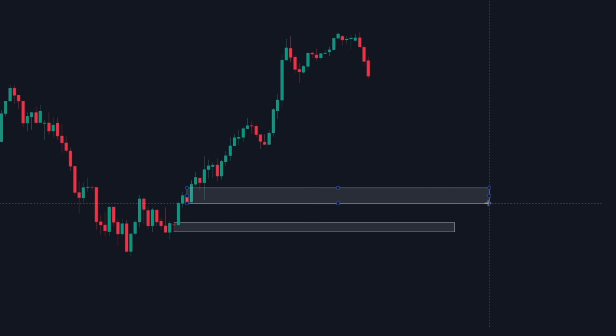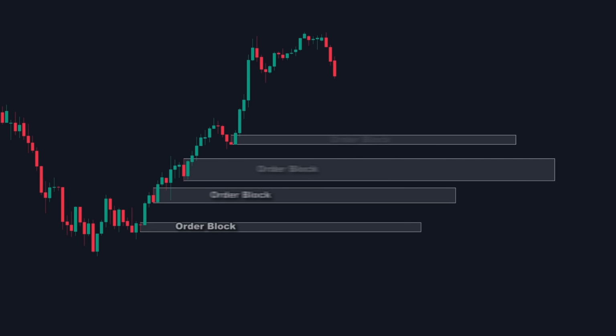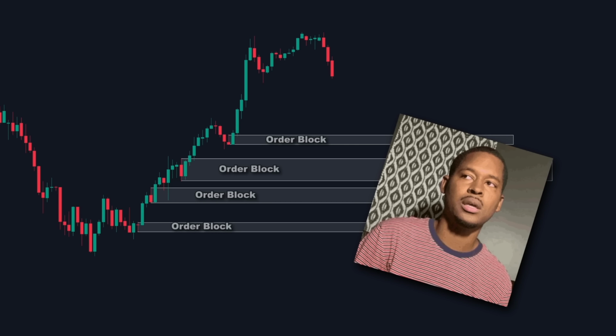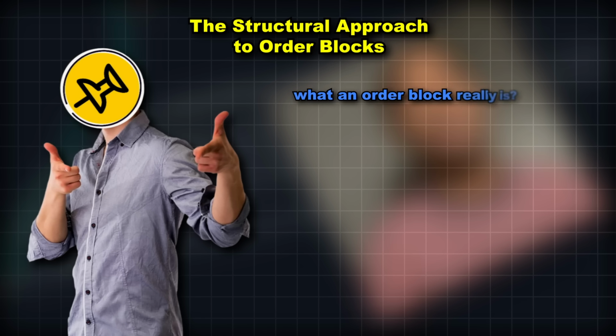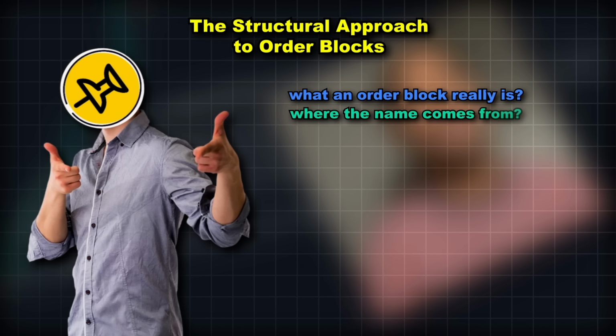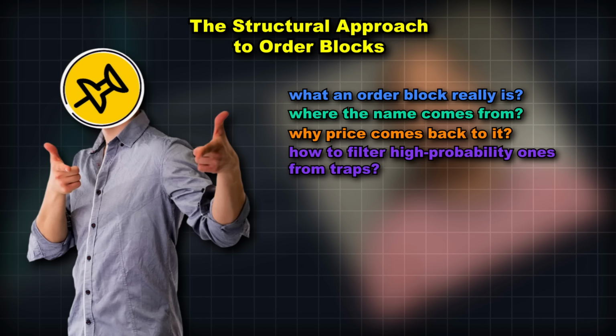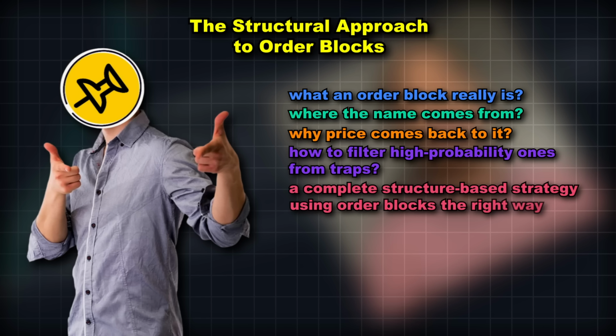Most traders are marking random candles and calling them order blocks without understanding what actually makes one valid. So today, I'm going to break this down properly. We'll cover what an order block really is, where the name comes from, why price comes back to it, how to filter high probability ones from traps, and finally, I'll show you a complete structure-based strategy using order blocks the right way. Let's get straight into it.